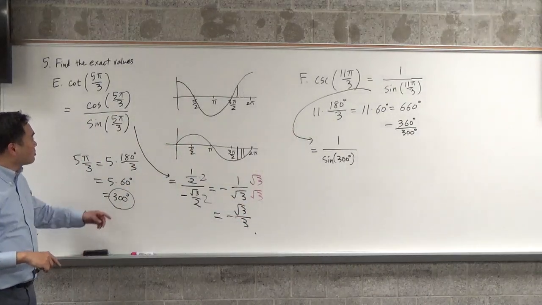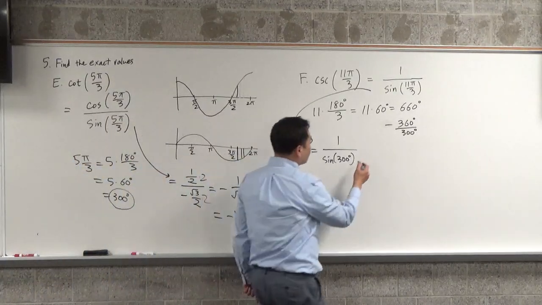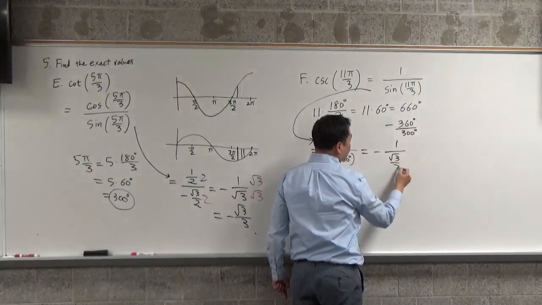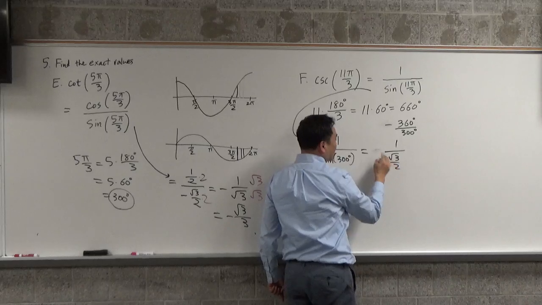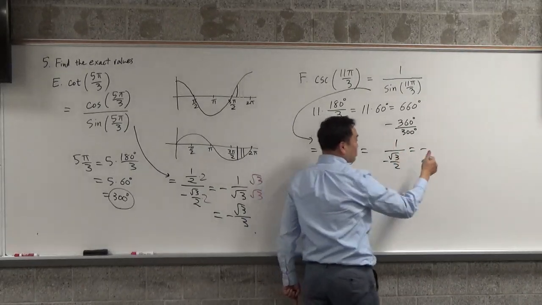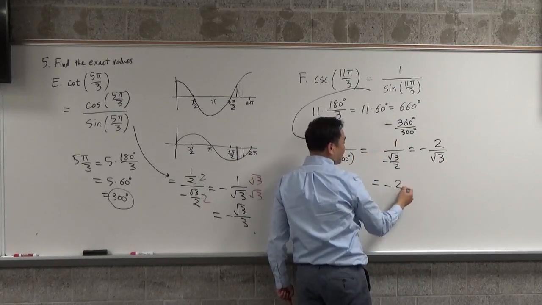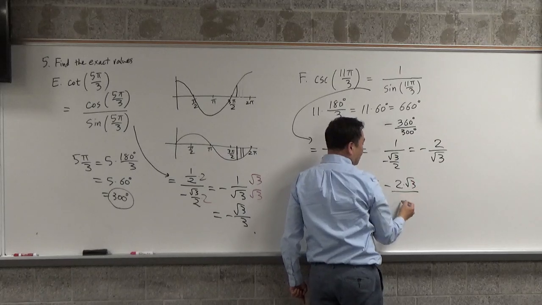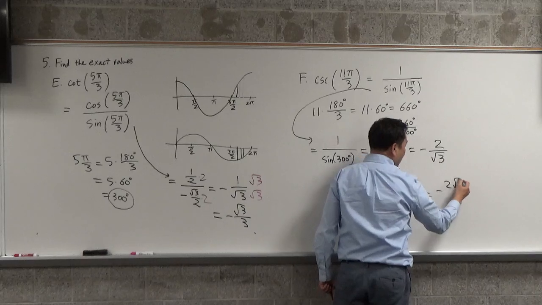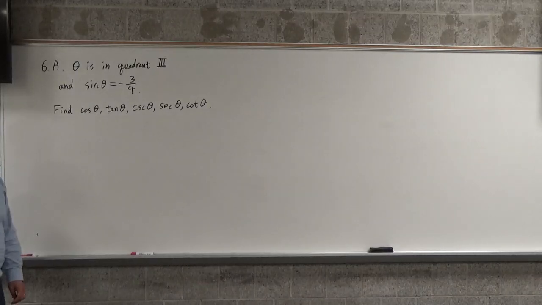Okay, but we already know sine of 300 degrees. It's this guy, right? Negative square root of 3 over 2. We can pull the minus in front. And 1 over the fraction is the reciprocal, so it's 2 over square root of 3. Now you multiply radical 3 top and bottom. That gives you negative 2 radical 3 over 3.